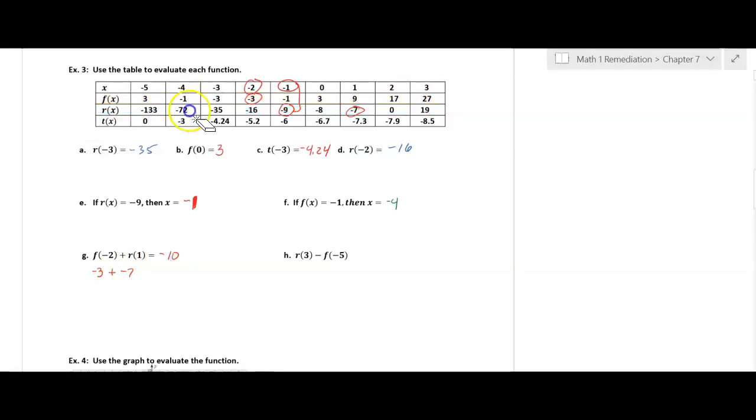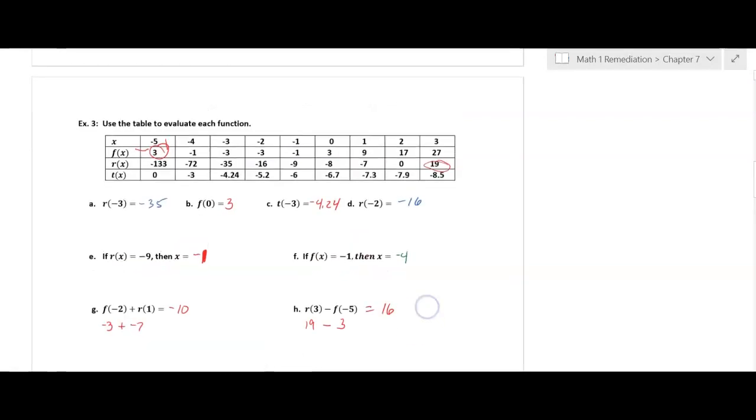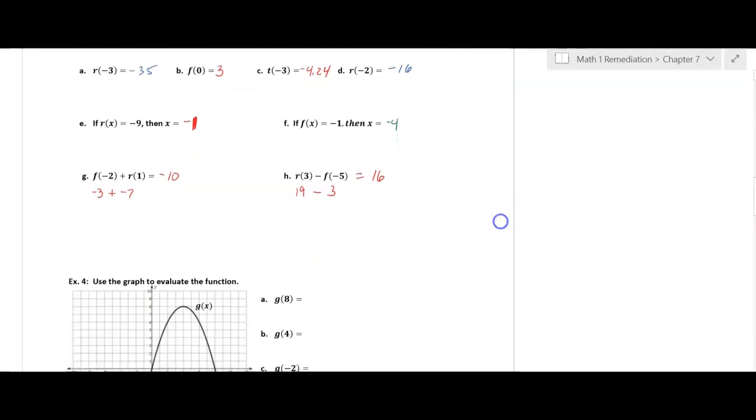Okay. Then r of 3. So if I go to function r over to 3, r of 3 gives me 19 minus f of negative 5. So here's function f. Input of negative 5 gives me an output of 3. And 19 minus 3 is 16. So using a table should be pretty straightforward. Okay.